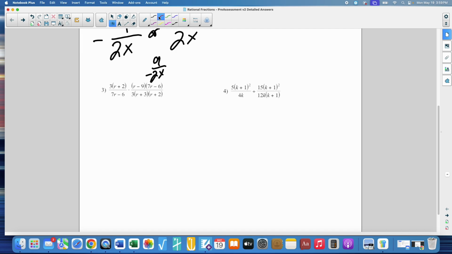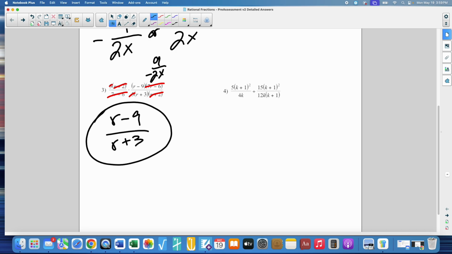So number 3, we're going to cancel the r plus 2's. We're going to cancel the 7r minus 6, 7r minus 6. We can cancel the 3's, and that's it. We're left with r minus 9 over r plus 3. We can't cancel the r's because they're being added and subtracted. We can't cancel the negative 9 and positive 3 because they're being added and subtracted. All right, number 4.